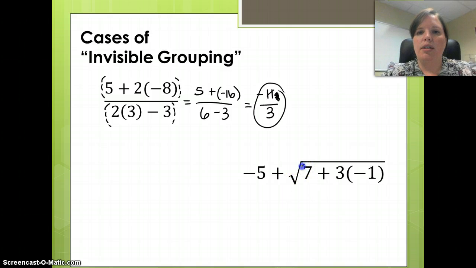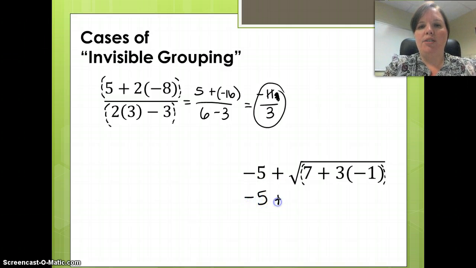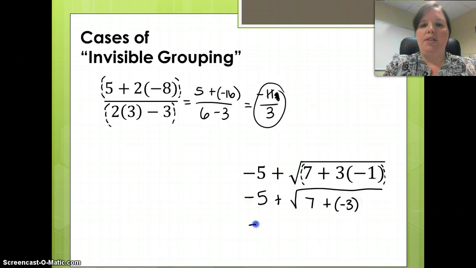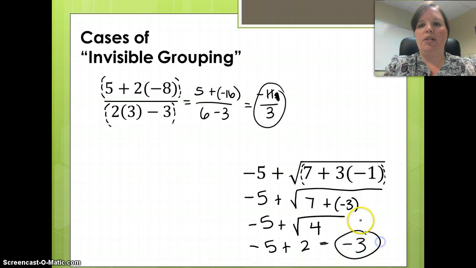With the roots, again, we don't want to necessarily take the square root first. That's not what we're saying when we say GEMS, or PEMDAS even, if we wanted to apply it there. We want to think of it as figure out what's the number in the square root, and then take the square root. So we want to simplify this: 7 plus negative 3, negative 5 plus the square root of 7 plus negative 3 is 4. And then now that we've got that number simplified, we can take that square root. So the final answer, simplified, would be negative 3. So just a couple of cases where you don't necessarily see the parentheses, but they are there. They do exist.